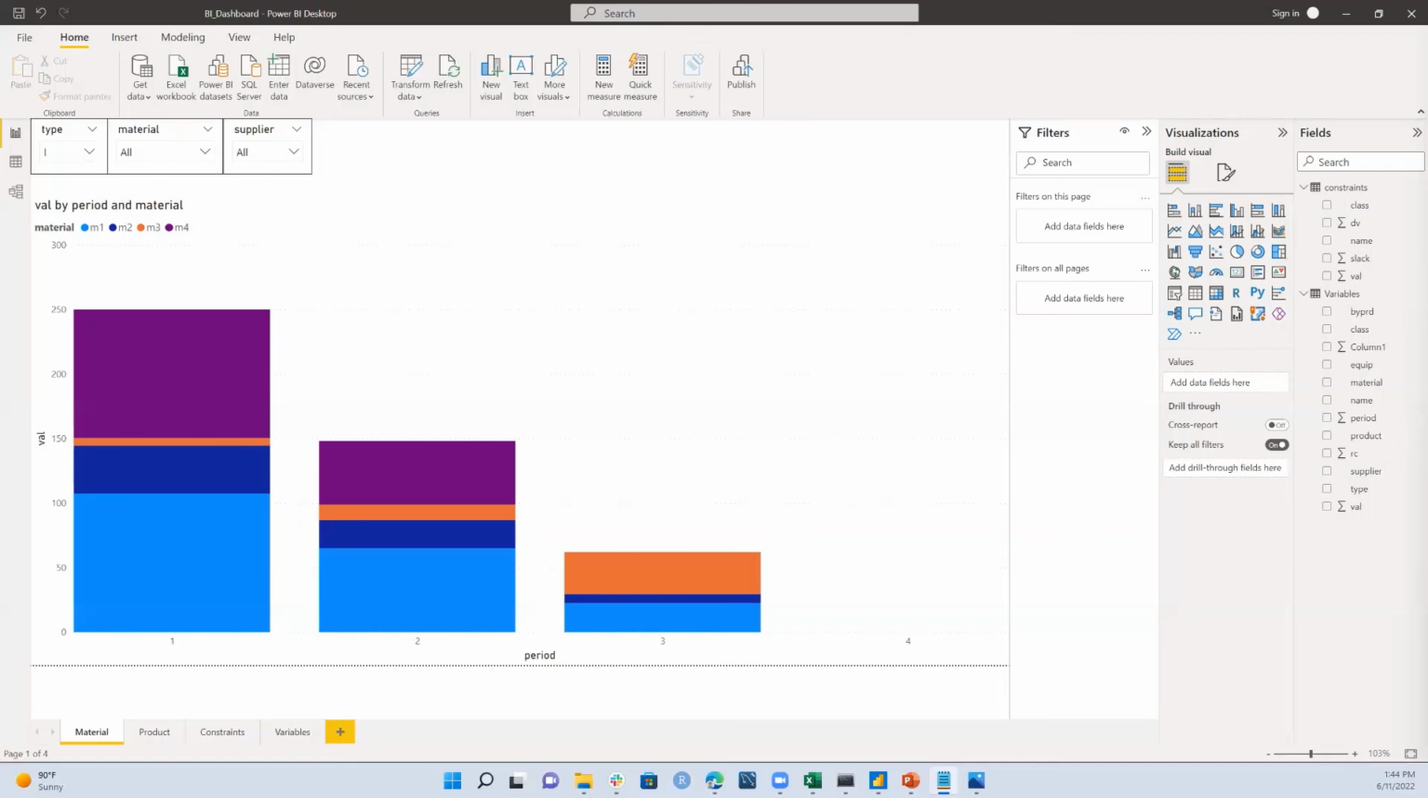So in this file, I have 4 tabs. The first tab focuses on material inventory and purchases across all 4 time periods.